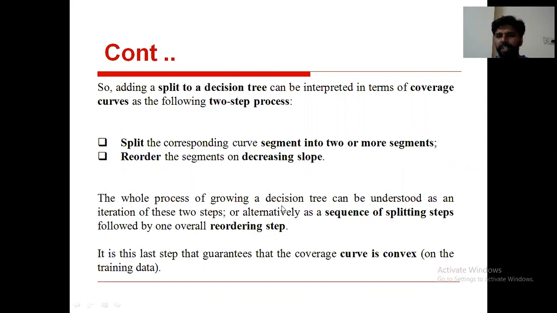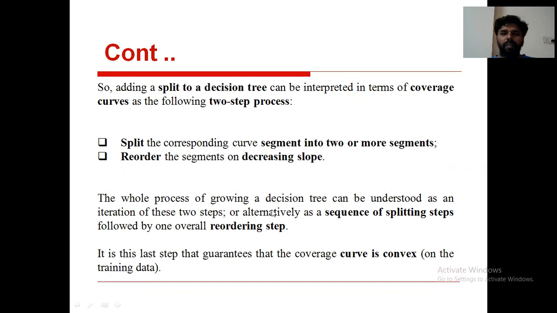The whole process of growing a decision tree can be understood as an iteration of these two steps. These two steps are repeated to construct a decision tree. Why? Because these two steps are used for one split level, meaning on one feature we are performing the split operation. A decision tree may contain many features. On each and every feature, you need to apply these two steps. We need to iterate these two steps whenever we want to construct a decision tree.